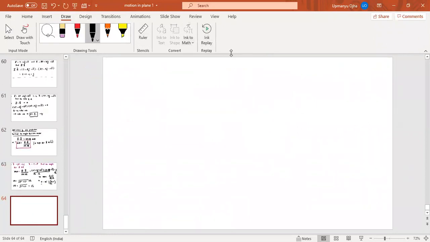Straight line is not there. Motion in a straight line is not there. Okay. Fine. Now can we do one more problem here?